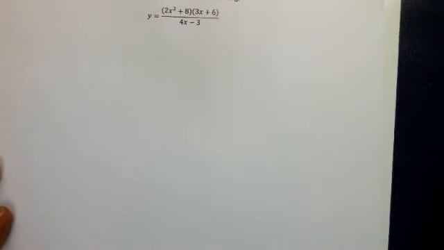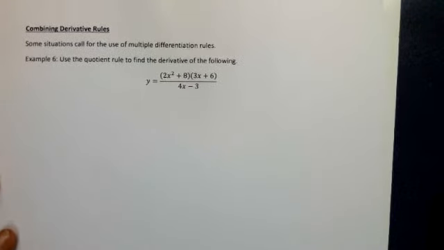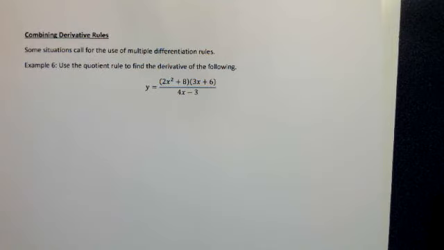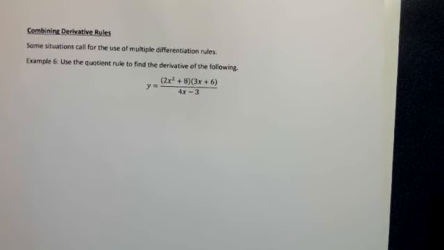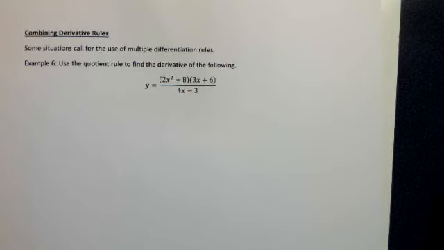Okay, the last thing in this video I need to cover is combining derivative rules. There are some situations that call for the use of multiple differentiation rules, like in this example right here, example 6. Here we're going to use the quotient rule to find the derivative of the following. Now, here we got y is equal to (2x plus 8) times (3x plus 6), all divided by 4x minus 3.